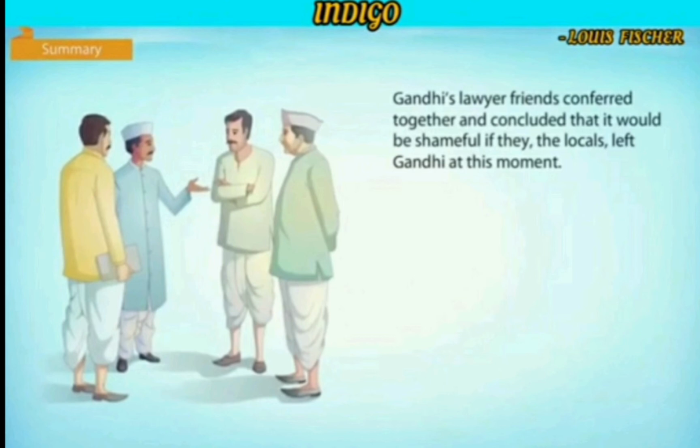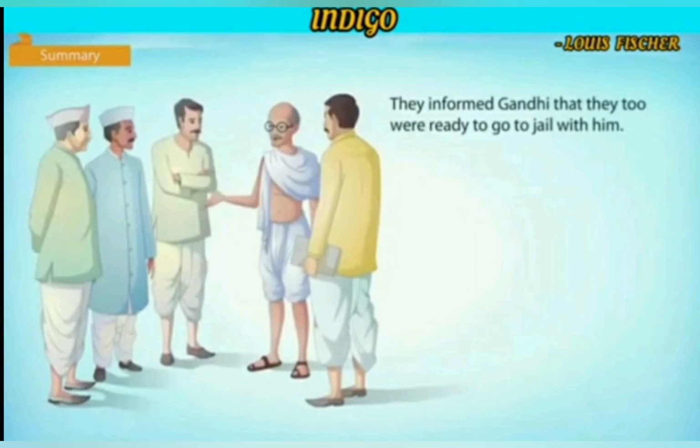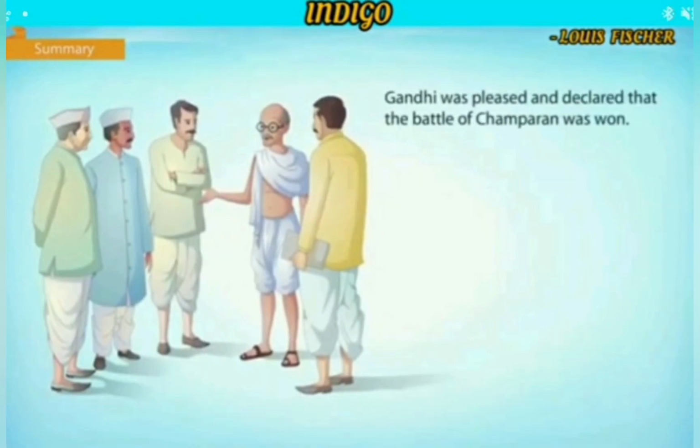Gandhi's lawyer friends conferred together and concluded that it would be shameful if they left Gandhi at this moment. They informed Gandhi that they too were ready to go to jail with him. Gandhi was pleased and declared that the Battle of Champaran was won.